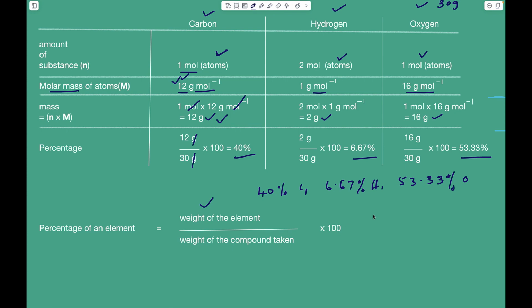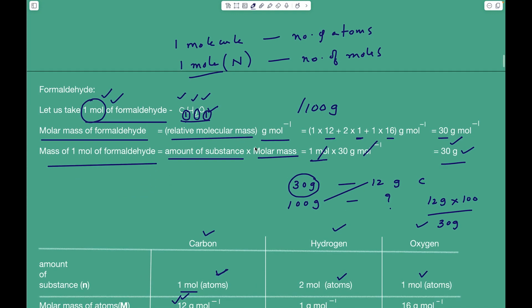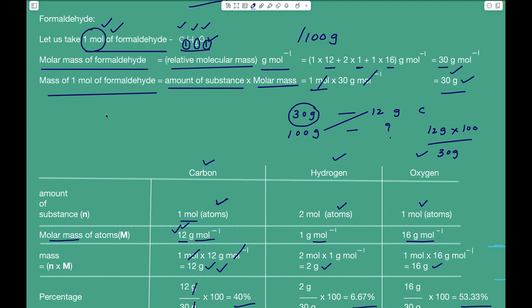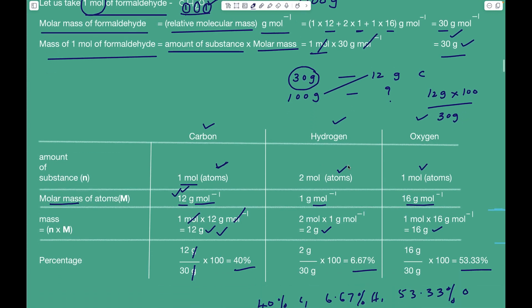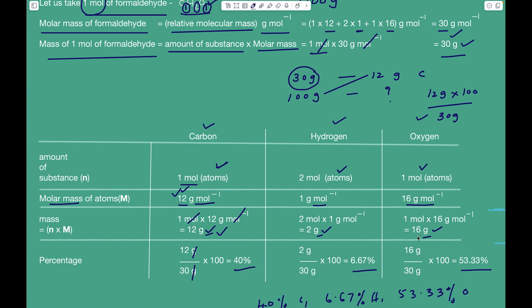So that is how we can calculate the percentage composition given the molecular formula of the compound. From the molecular formula, we first found out the mass of 1 mole of that compound. Again, from the same molecular formula, we found the masses of each of the elements present in that compound. Once we know that, we can calculate the percentages very easily, as I just explained.